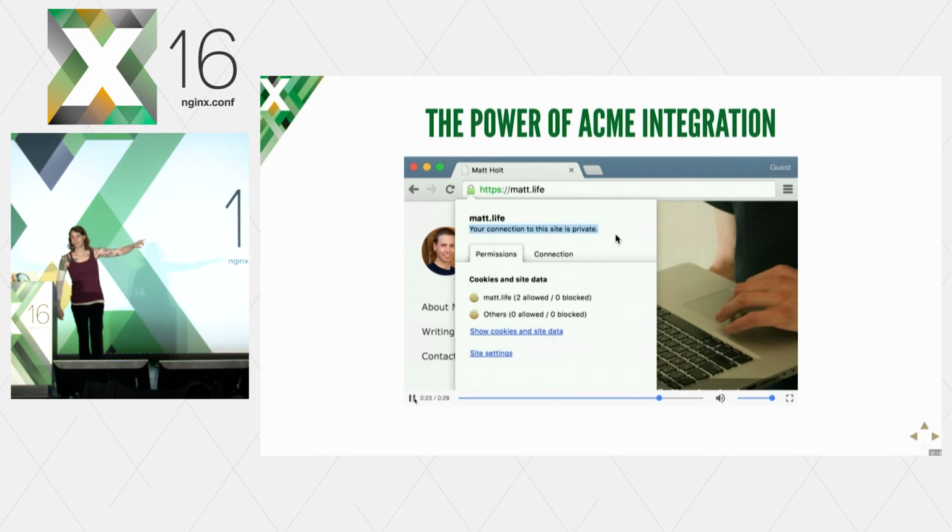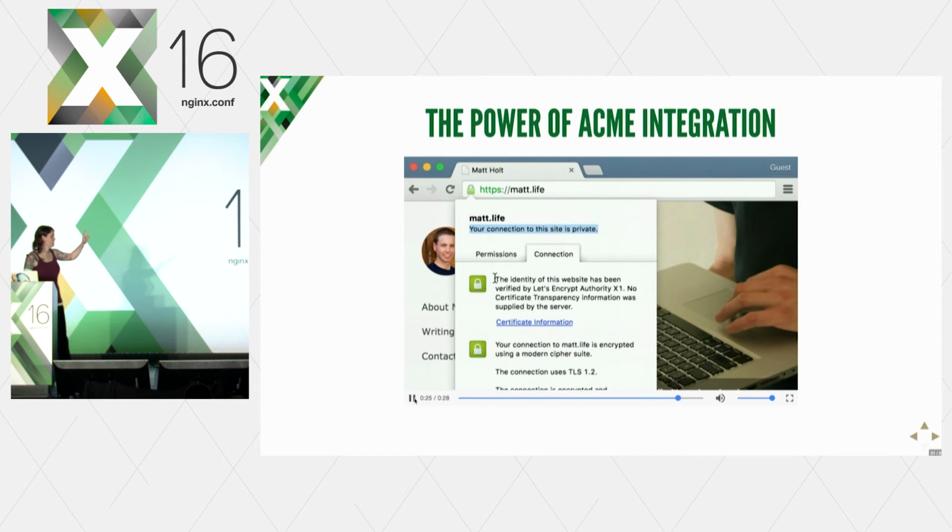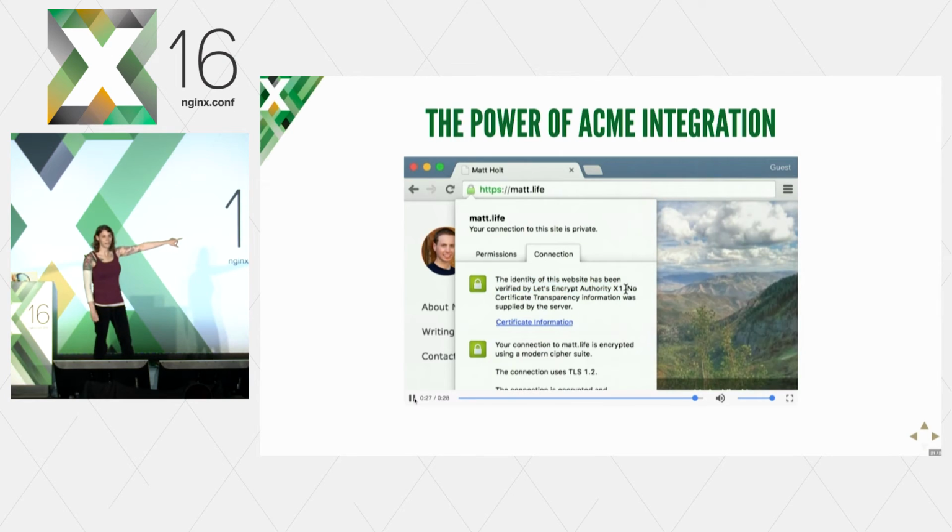That's the future. We're talking 10 seconds from deciding your domain name, putting it into a configuration file, to getting the site up and running with HTTPS. That's the future. It's going to be great.